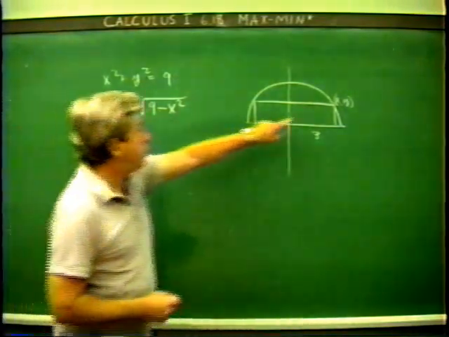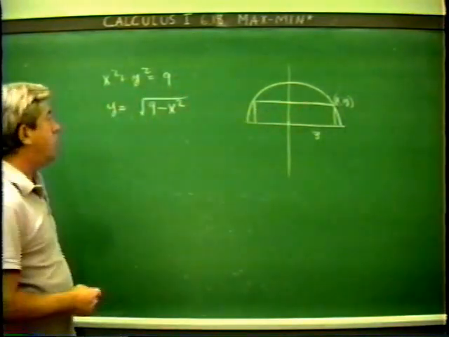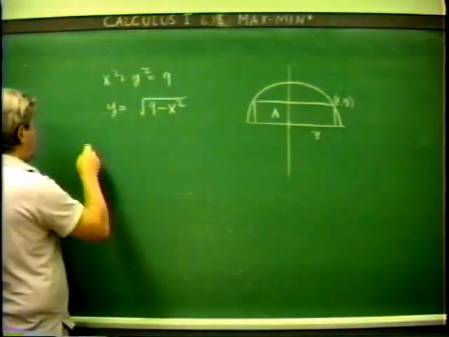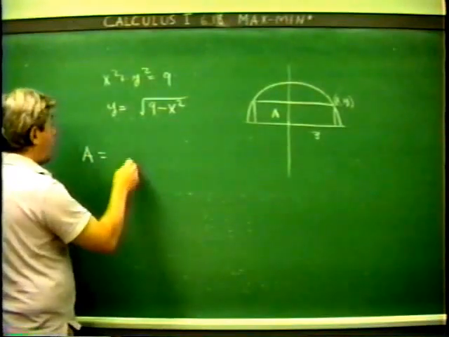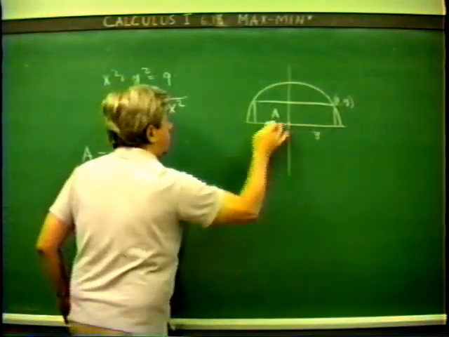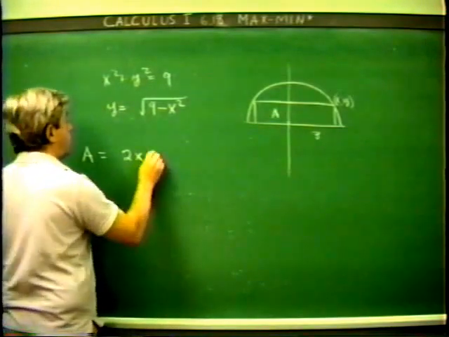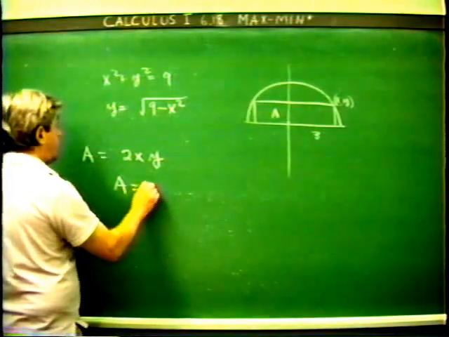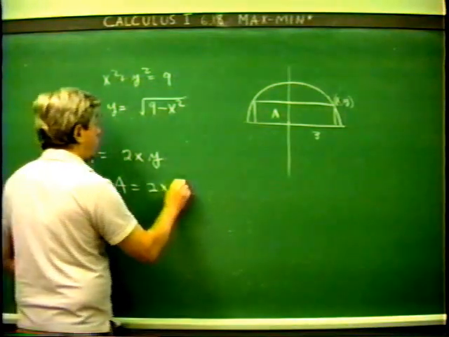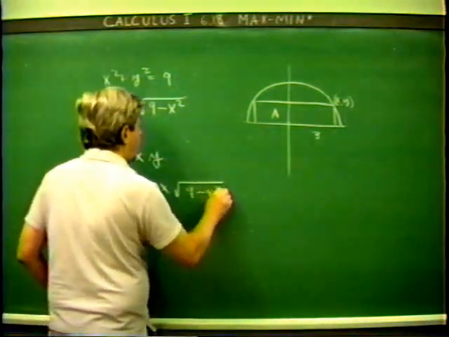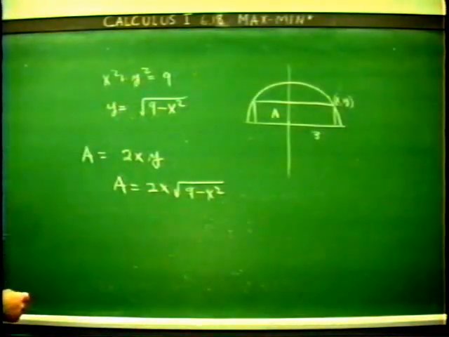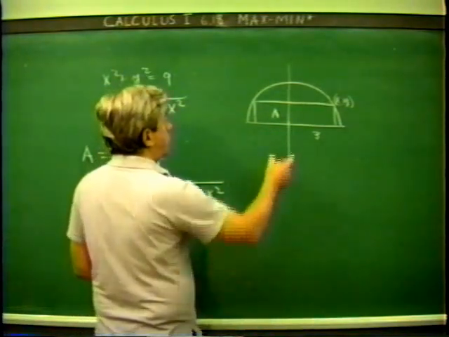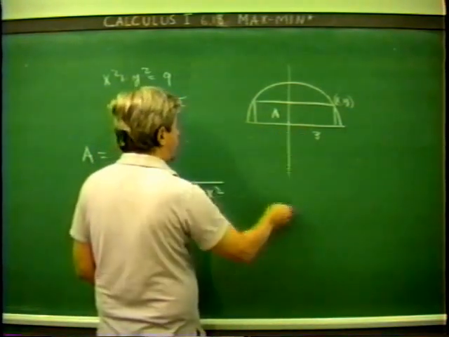Now a point (x, y) gets to be a corner here if it satisfies this equation. And the area of the rectangle is given by 2x times y. We want this as a function of one variable, and so we'll get that the area is equal to 2x times the square root of 9 minus x squared.